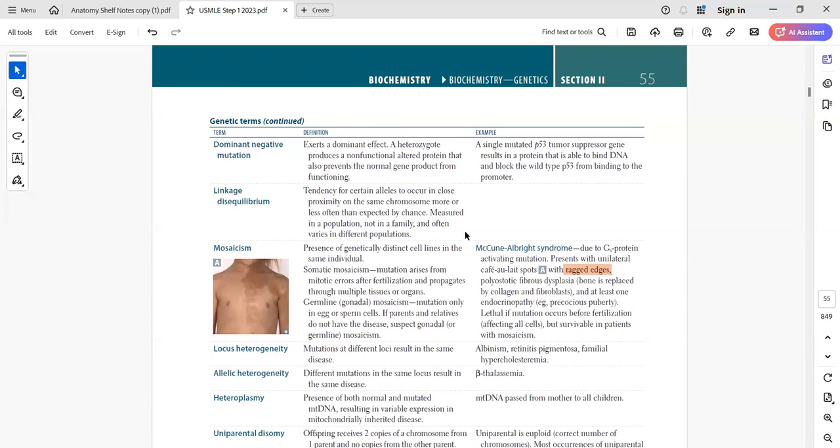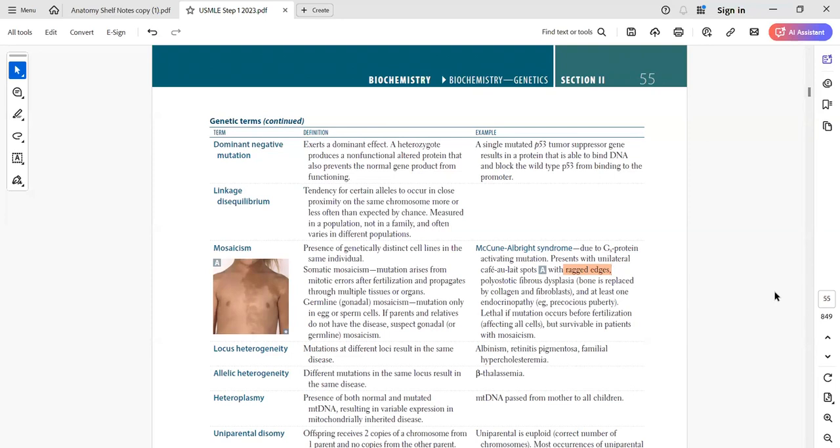Mosaicism. Okay. Locus heterogeneity is when there is a mutation at different loci, but it results in the same disease. Okay. So now, for instance, there's locus, right?